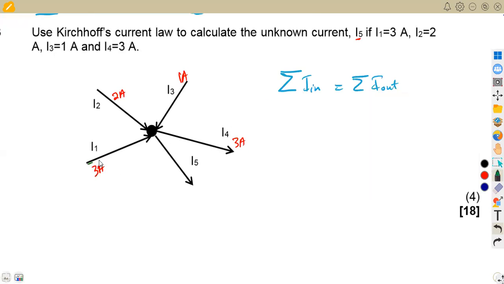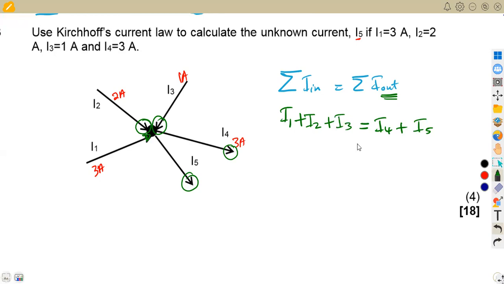The ones that are facing in, as you can see the arrow here is facing in, that means I1. Also I2 is facing in, plus I2. Also I3 here is facing in, plus I3. Is there any other current that is facing in? We do not have. So these are equal to the ones that are going out, which is I4 and I5. So this is going to be I4 plus I5. You add the ones that are going out, and you add the ones that are getting in.